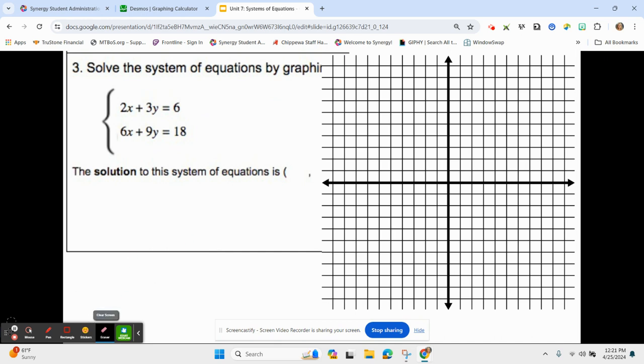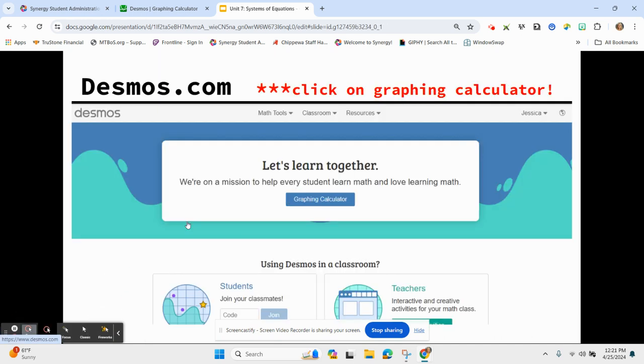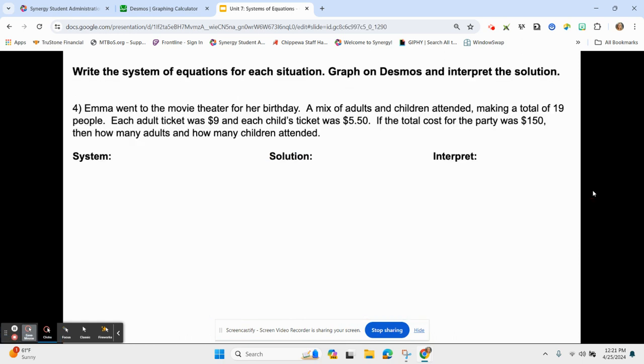Could you go ahead and switch to the next page? So let's flip it over to page 4.